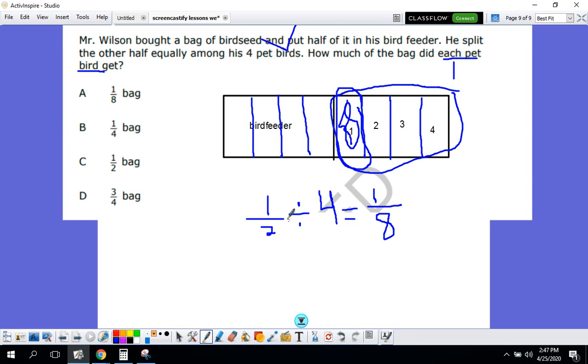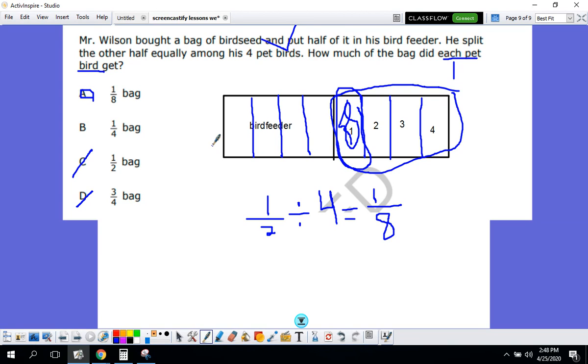Another thing, friends, is like if I have half a bag and I'm splitting it into 4 parts, I know I'm going to have to get smaller. I am splitting that half. There's no way I can get more if I'm splitting it. So I know that 3/4 won't work because that's bigger than a half. I also know a half won't work. I'm taking that half and I'm dividing it into 4. So then that leaves me with a 1/4 and an 1/8. So y'all, this step right here that I'm doing is my reasonableness. And again, I get 1/8. So the answer must be 1/8.